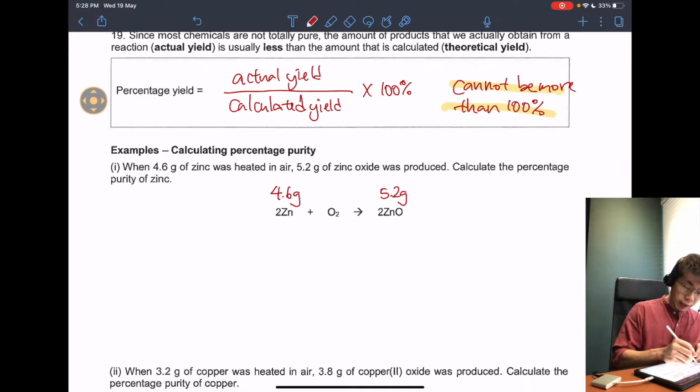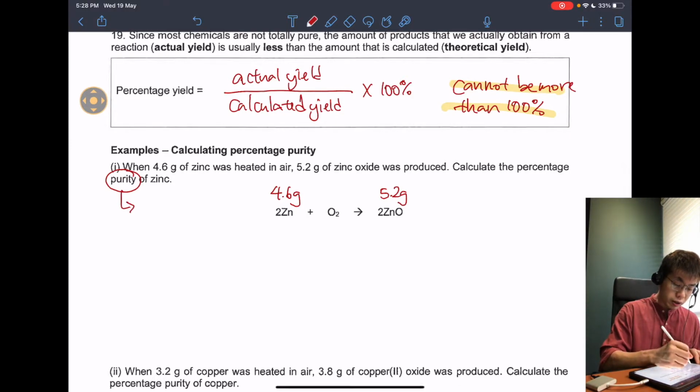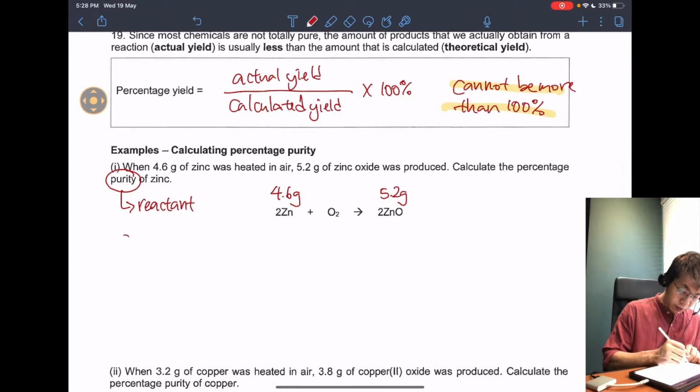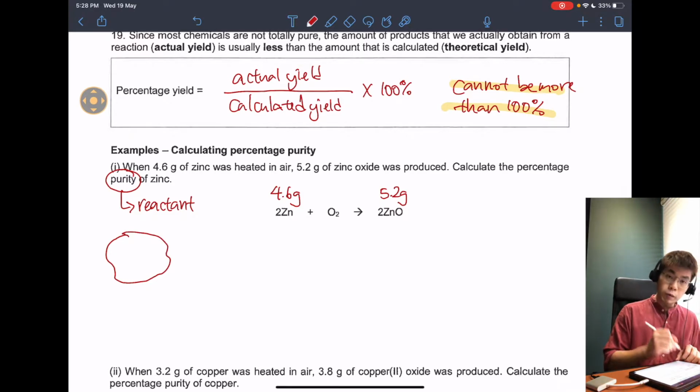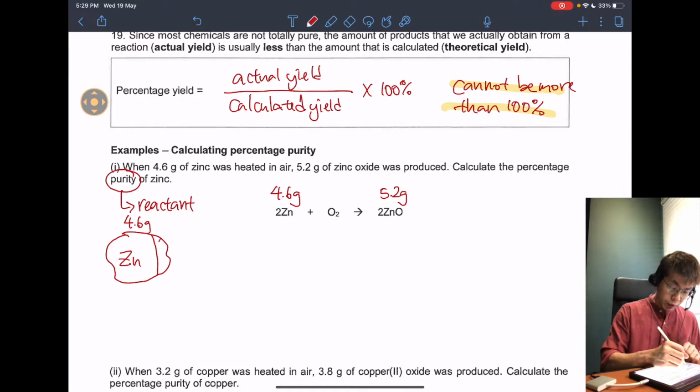So I'd like you to highlight the word purity. When we're calculating percentage purity, we are interested in the reactant. That means the reactant of the reaction. So we must go backwards to find the reactant. So what they're trying to say over here is that my zinc, so let's draw a diagram. This one we thought was zinc, but actually some parts, so this is 4.6 grams, some parts of this zinc is pure zinc, but maybe this part is other elements.